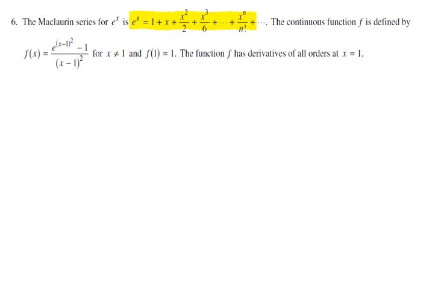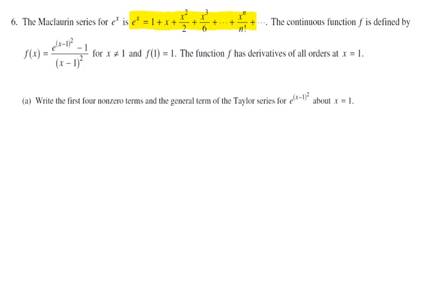But then we're given a continuous function f that is defined by f of x is equal to e to the x minus 1 quantity squared minus 1 over x minus 1 quantity squared for x not equal to 1. Obviously at x equals 1 the function is not defined, but that would be a hole at x equals 1, and to fill in that hole we would just set f of 1 equal to 1. And the function f has derivatives of all orders at x equals 1.